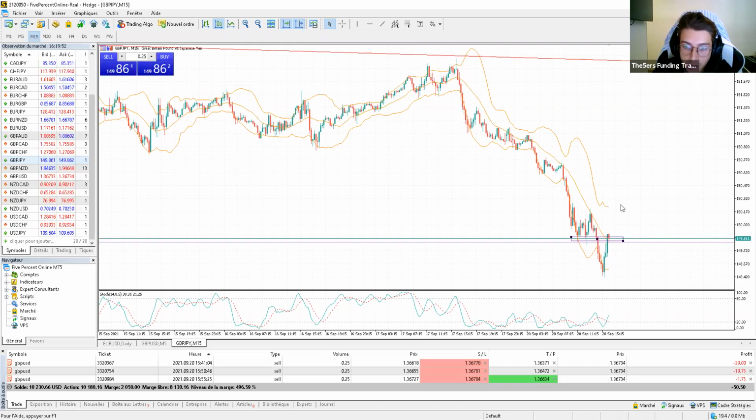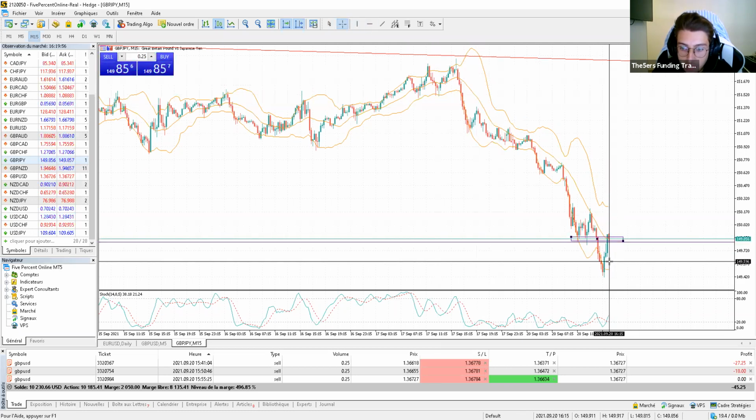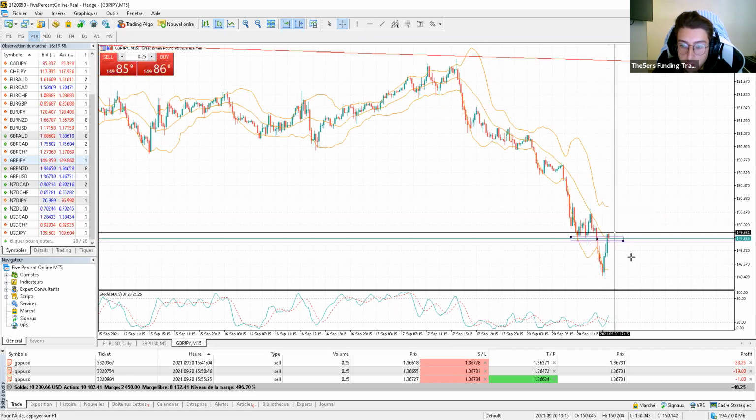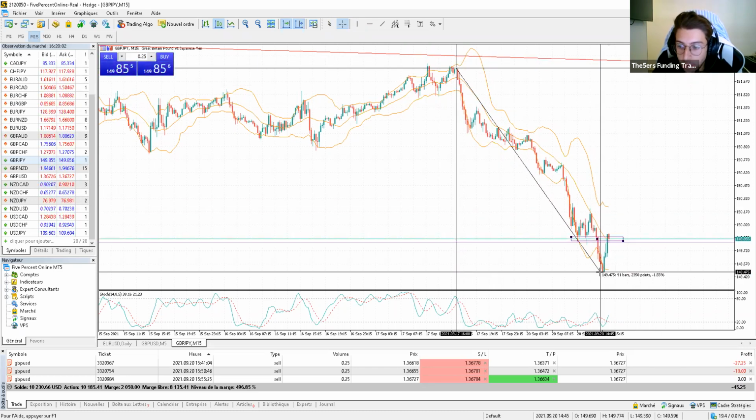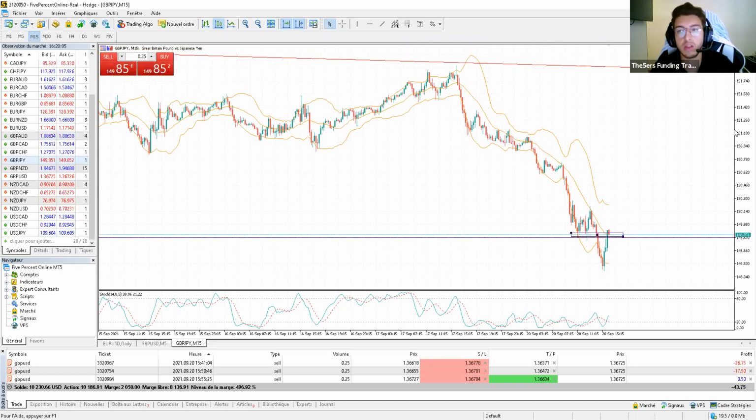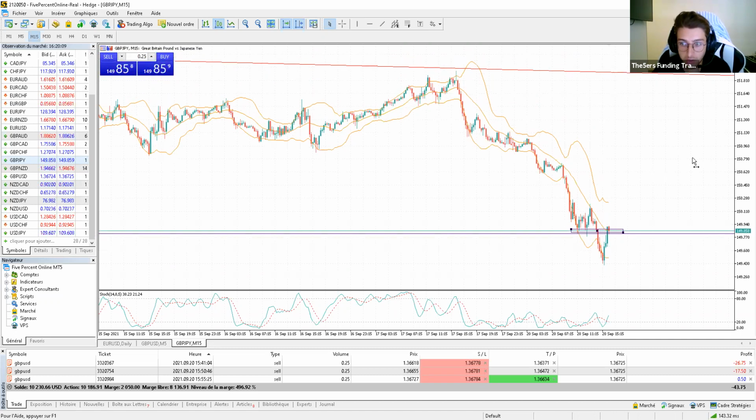Very difficult to make a buy when the market is going very down like this, and also very difficult to make a sell because the market already made more than 200 pips. Okay, so if you don't have an ongoing position, it's very difficult to trade the market actually.